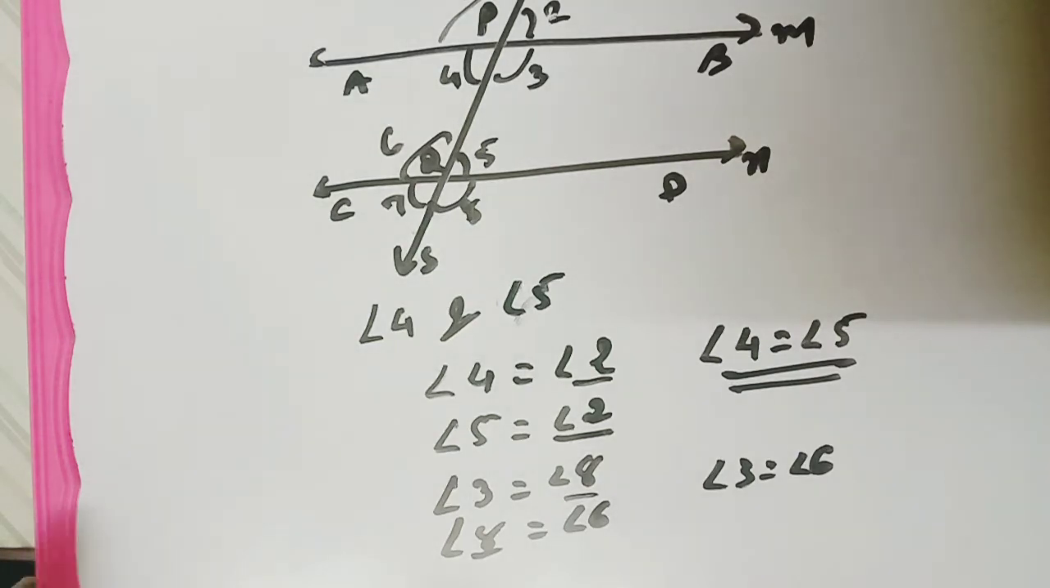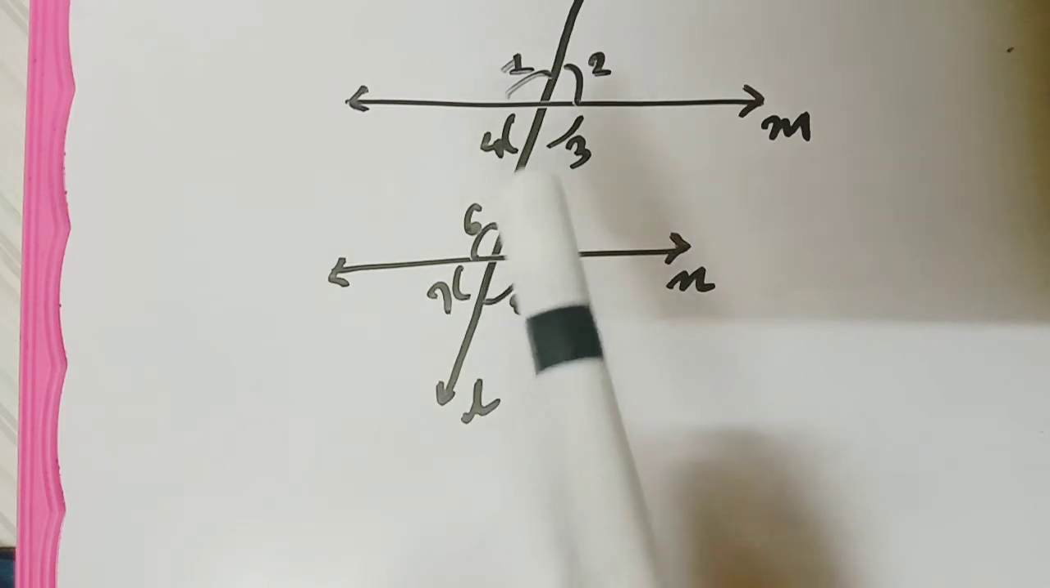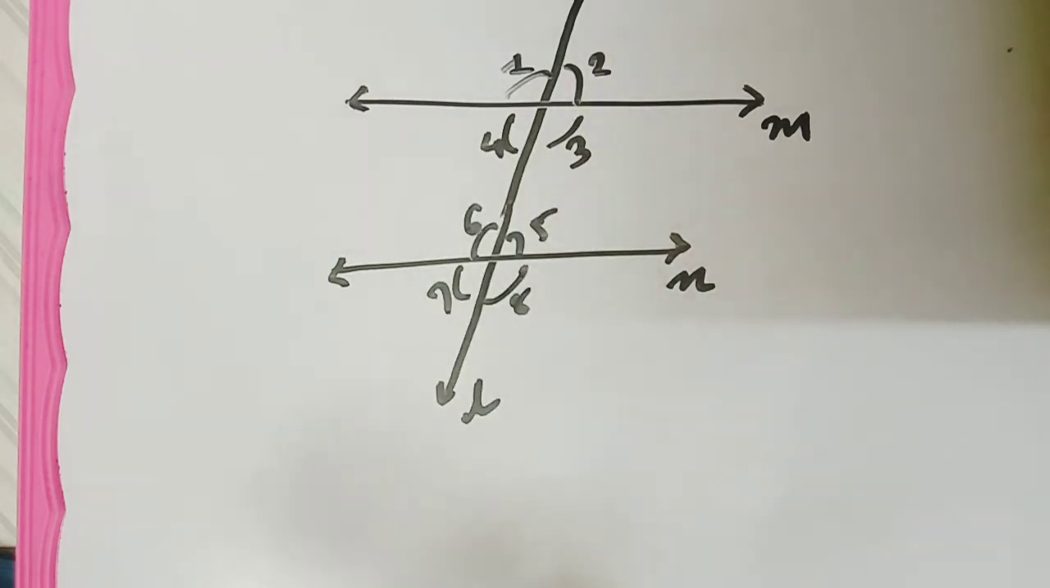And so we have the result: if a transversal intersects two parallel lines, the alternate angles found are equal. Now we have studied that if the corresponding angles are equal, then the lines are parallel, and vice versa, if the lines are parallel, the corresponding angles are equal. So here we have shown that if the lines are parallel, then the alternate angles are equal. And what about the converse: if alternate angles are equal, then are the lines parallel or not?